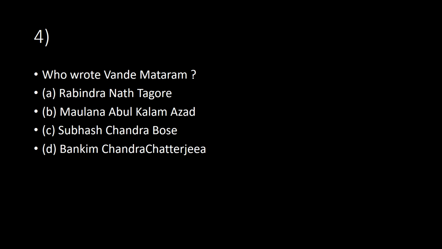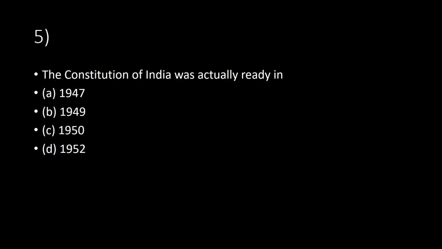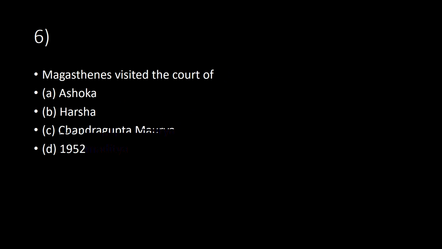The next dead easy question is, who wrote Vande Mataram? The answer is Rabindranath Tagore. No, no way that is going to be Rabindranath Tagore. The answer is Bankim Chandra Chatterjee. This is the national song of India, and Rabindranath Tagore wrote the Bangladesh national anthem also. The Constitution of India was actually ready in 1949. Can you tell me the date on which the Constitution of India was actually published?